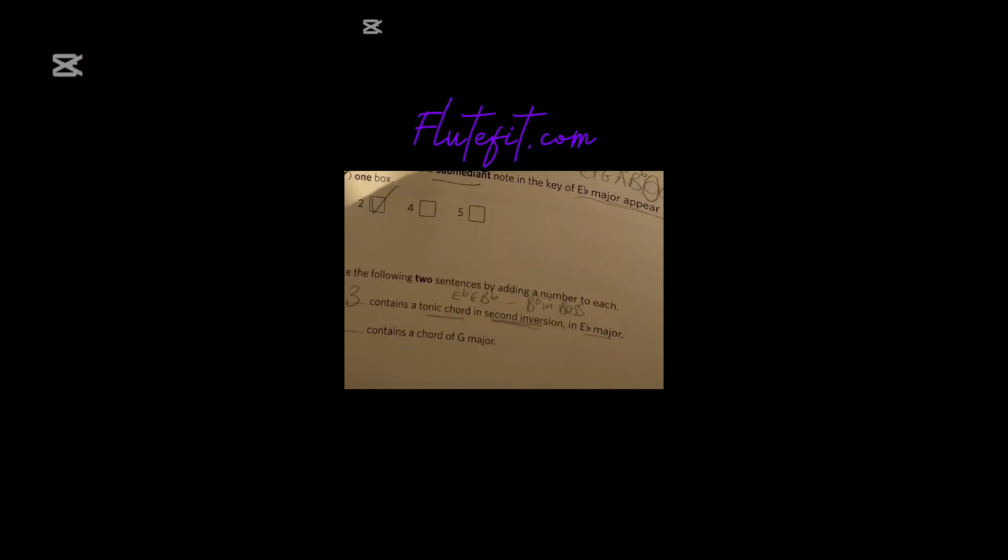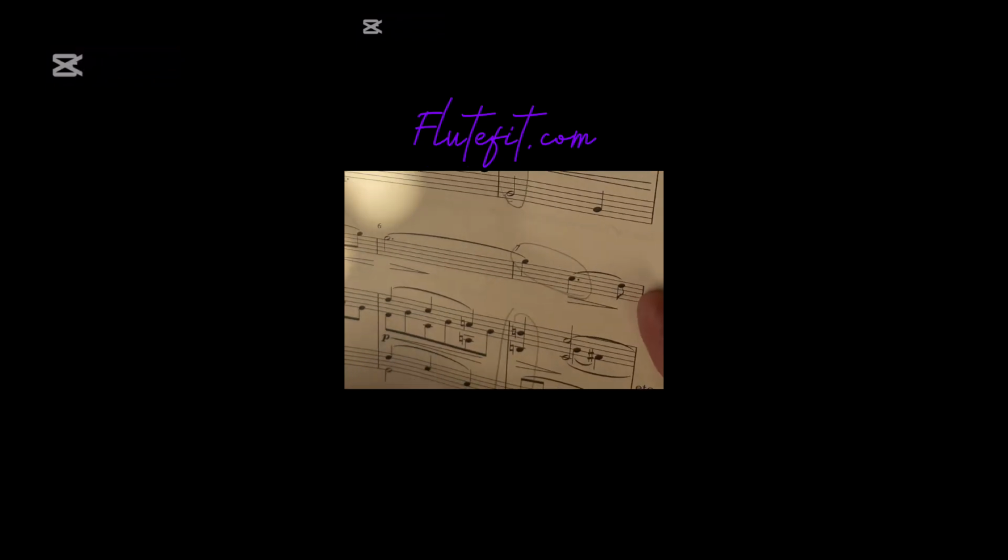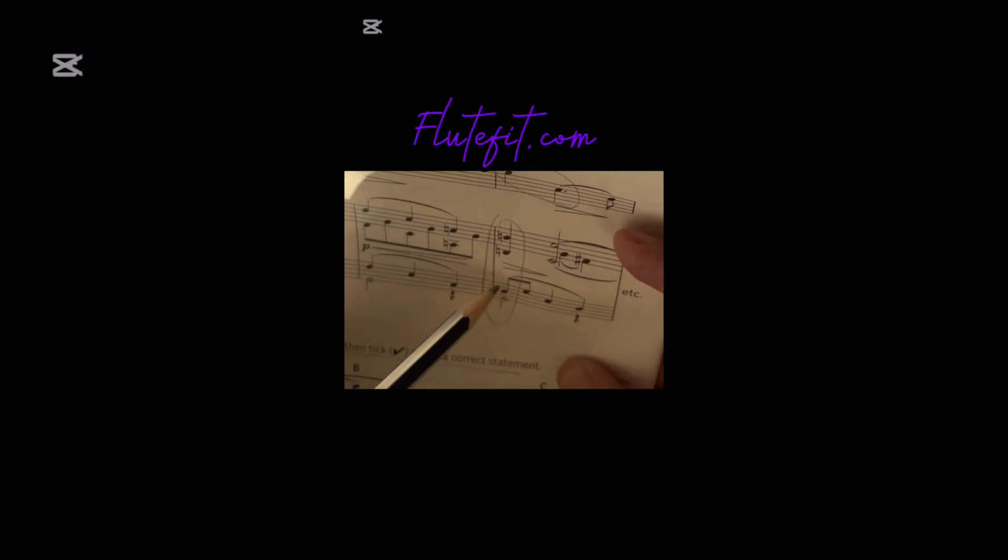So it is in bar 3. Okay, and then bar something contains a chord of G major, G in the bass, D and B, so it's bar 7.